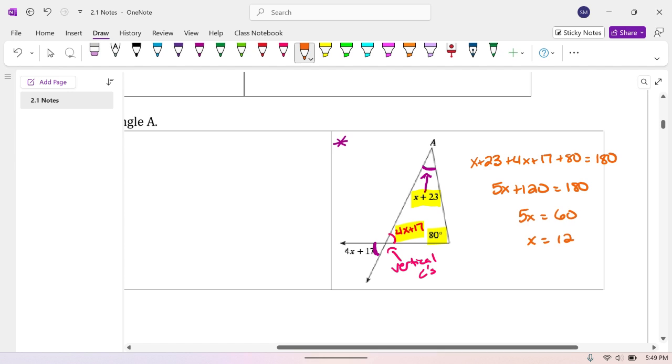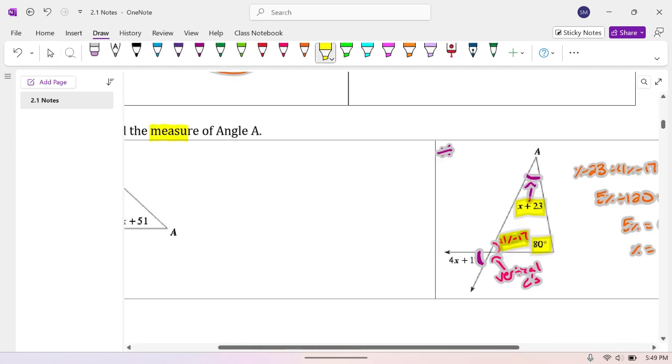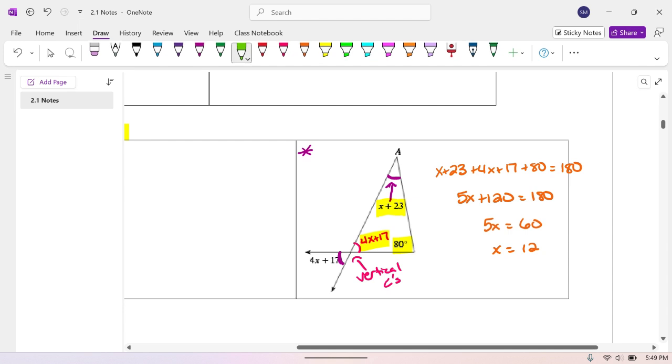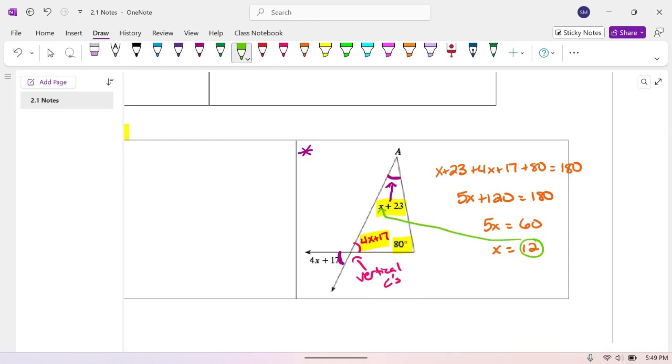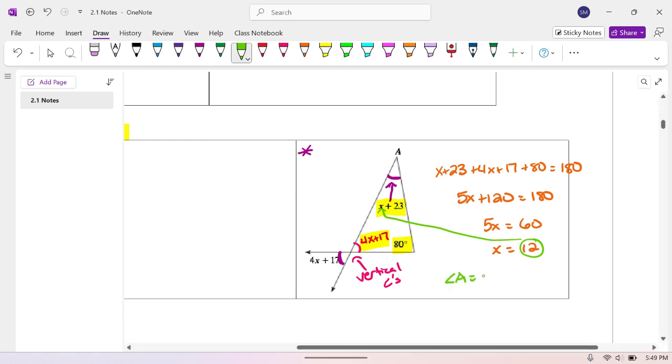Now, we're not done because it asked us to find the measure of angle A. All we did right now is solve for x. So I'm going to take this 12 and plug it back in for the expression for angle A. So angle A would be equal to 12 plus 23, which would be 35 degrees. So angle A is equal to 35 degrees.